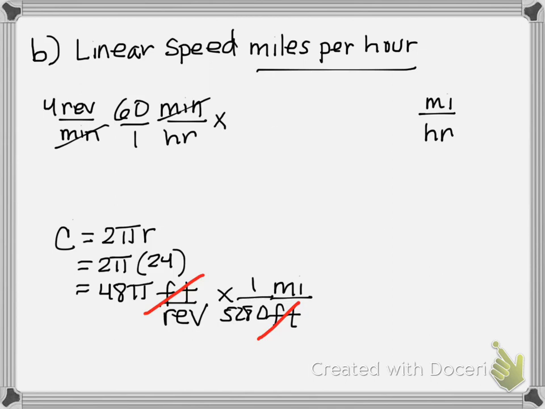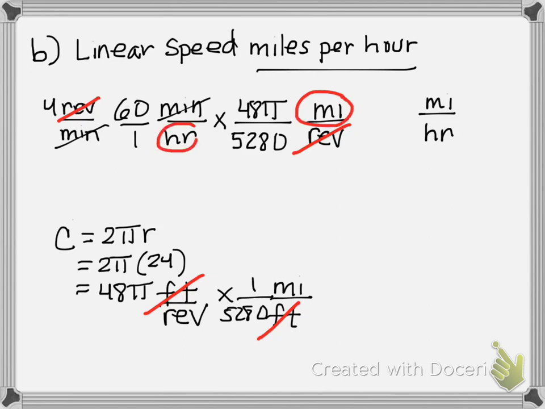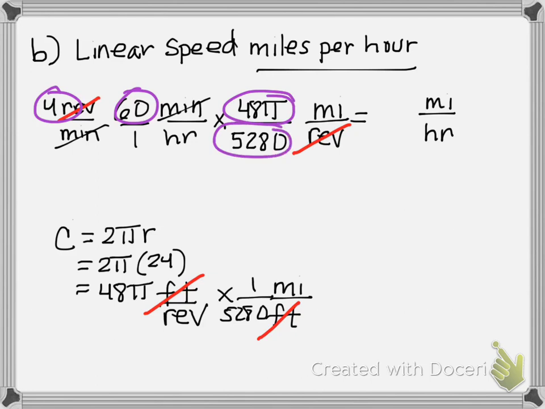So I'm going to make a little space up here, and I've got 48 pi over 5,280 miles per revolution. And let's see what cancels here. The revolutions here cancel with the revolutions here, and that leaves me with miles per hour. So all I need to do now is take these values here, this 4 and this 60, 48 pi, and just key that into a calculator, and I'll have my miles per hour. I'm not going to key that in. You can do that easily enough, and we don't really need to. We just need to see how the calculation goes.